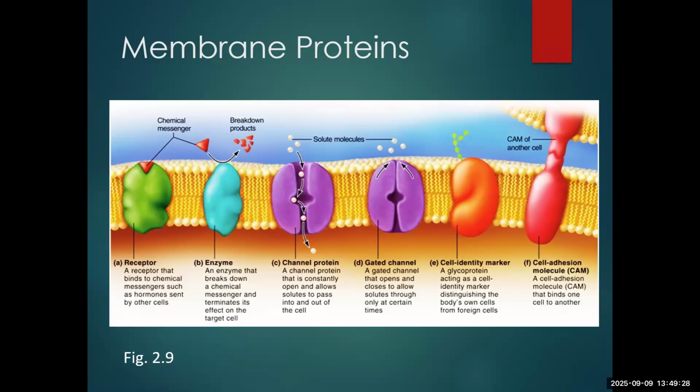Receptors for cell signals or chemical messengers. Enzymes that break those messengers apart. Channels for water-soluble substances. Some of them are gated, some of them aren't, or closed. We call that gated. Cell identity markers and cell adhesion molecules.